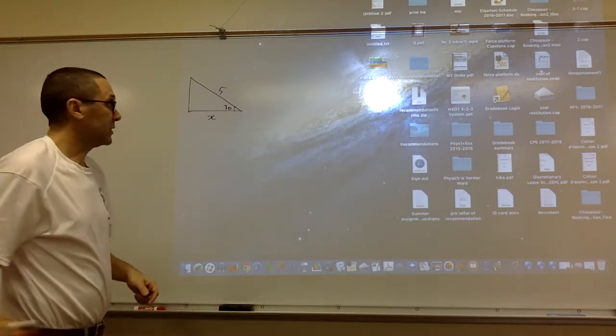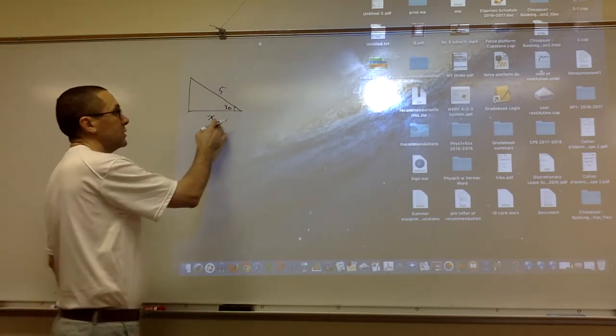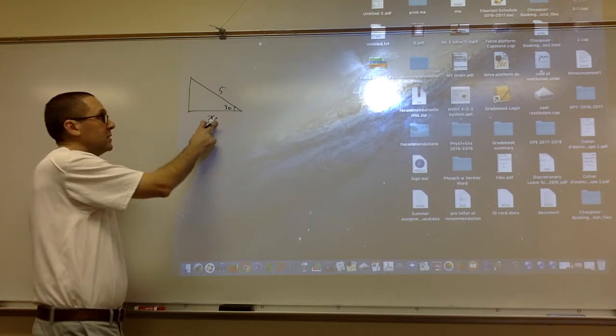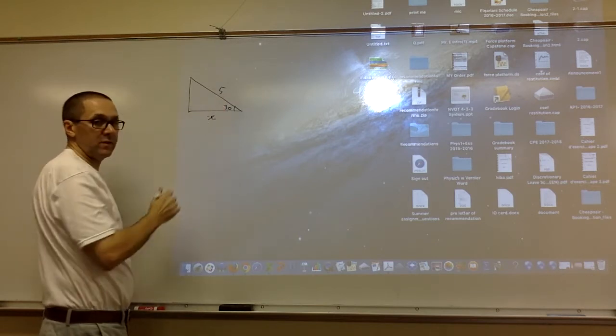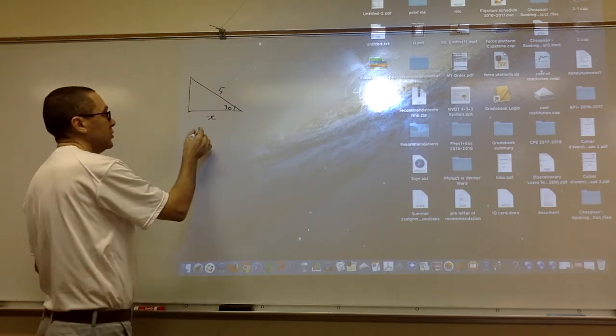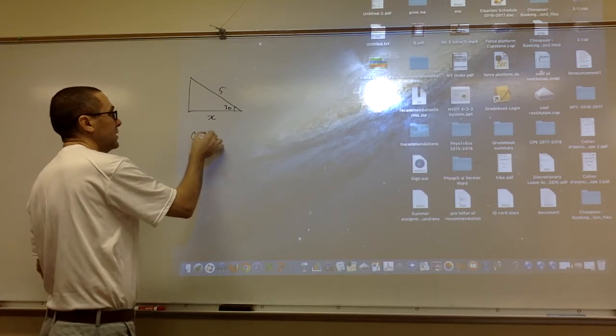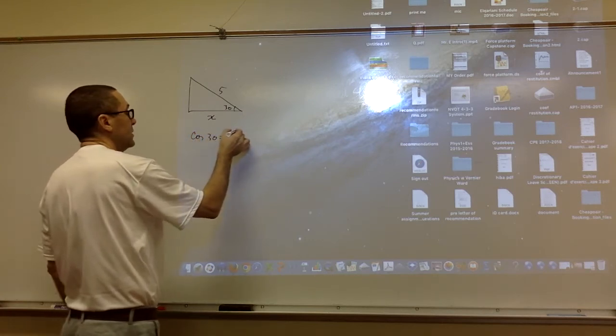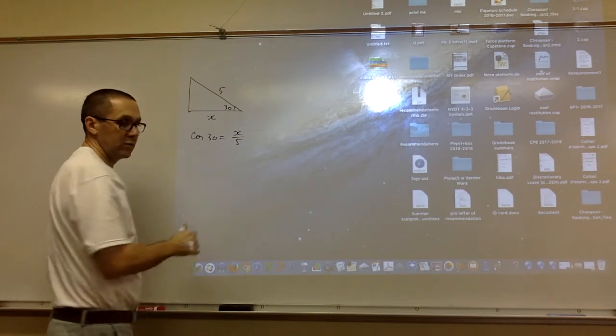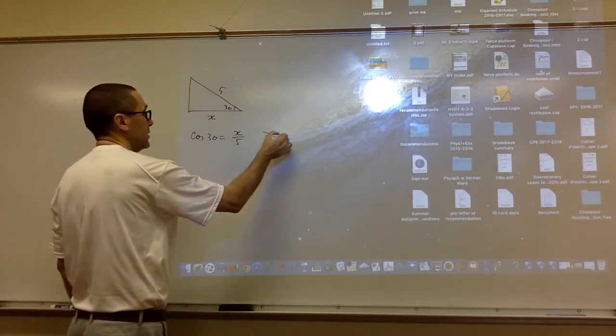So in order to solve for this, you're going to use your SOHCAHTOA. With respect to the 30, the x is the adjacent, and the 5 is the hypotenuse. So here I think we have to use the cosine of 30 equals x over 5, and you know what to do from this.